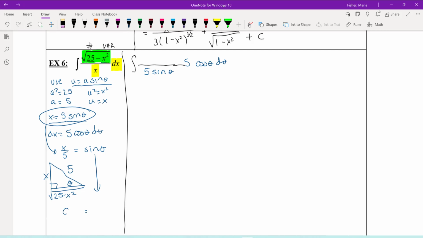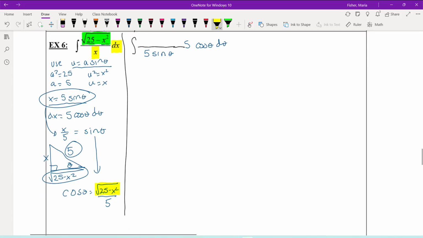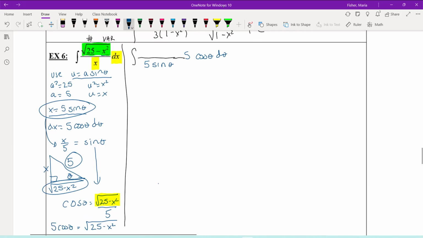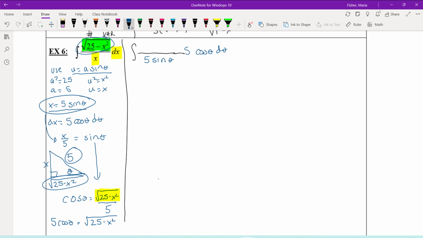So look at the triangle. What is the cosine of theta equal to? Well, the cosine of theta we know is adjacent, the square root of 25 minus x squared, over hypotenuse, 5. If I'm solving for the radical, getting that all by itself, I know that 5 cosine theta is going to equal that square root of 25 minus x squared. Coming over here and getting rid of the radical, so instead of the square root of 25 minus x squared, I write 5 cosine theta.